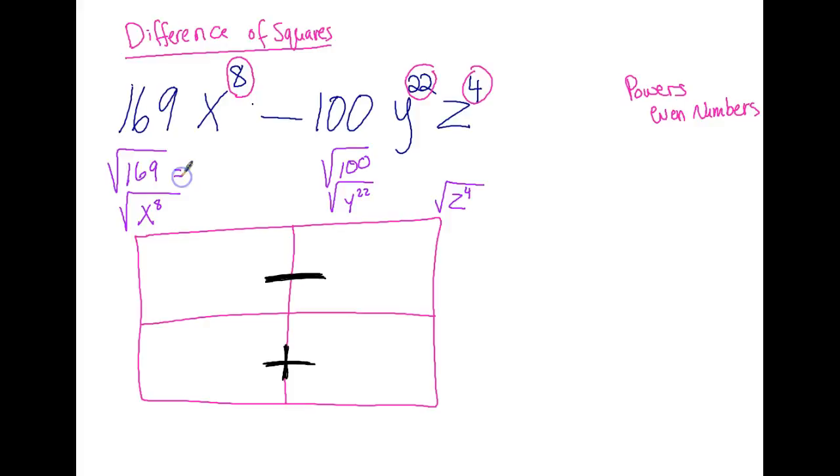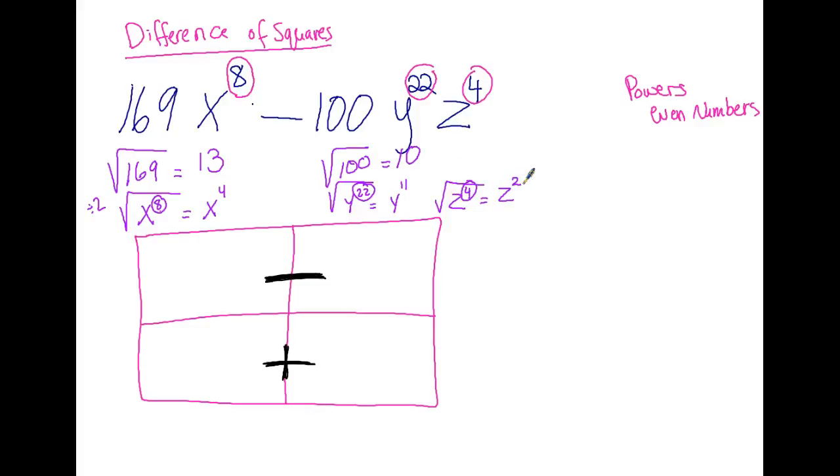So use a calculator. The square root of 169 is 13. Since we're doing square roots, I'm dividing the power by 2. So 8 divided by 2 is 4. Square root of 100, use a calculator, 10. Divide your power by 2, 11. Divide your power by 2, so 4 divided by 2 is 2.